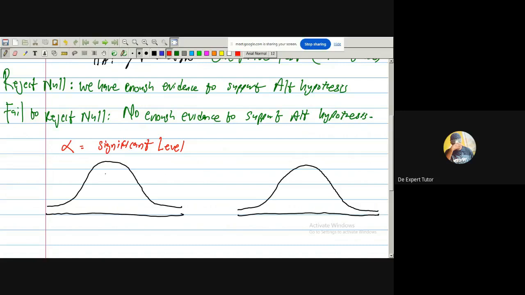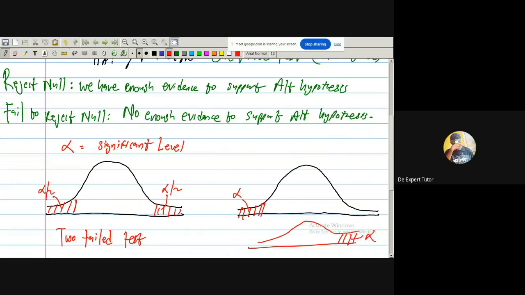Now pay attention. If we are dealing with a two-tail test, your alpha, you divide it into two here. This alpha, you divide it into two. But if you are dealing with a one-tail test, you will not divide the alpha. If this is left tail, you just leave the alpha that way. If it is right tail, you just leave your alpha like this. You will not divide it.